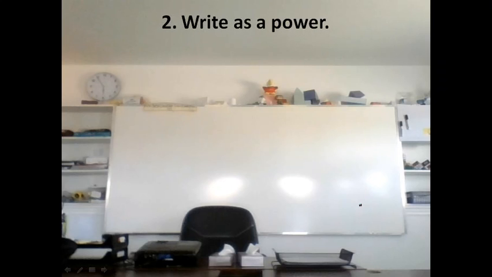Number 2. Write as a power. When you have a power raised to a power, you can rewrite them as a single power. Sounds confusing, but as an example, if you have 3 to the power of 2 all to the power of 4, so we have one exponent here, one power, with another exponent being applied to this power right here. It helps to think of this as repeated multiplication.